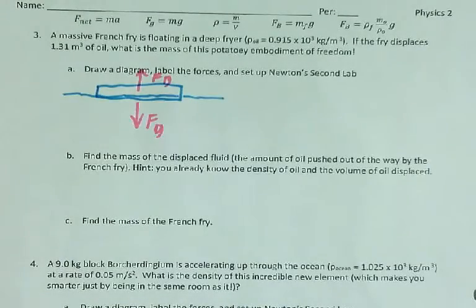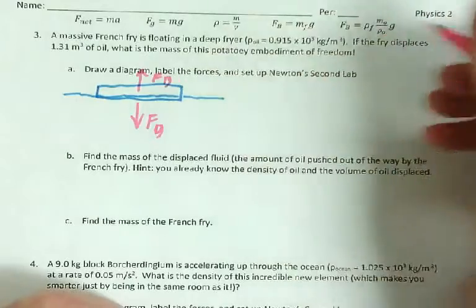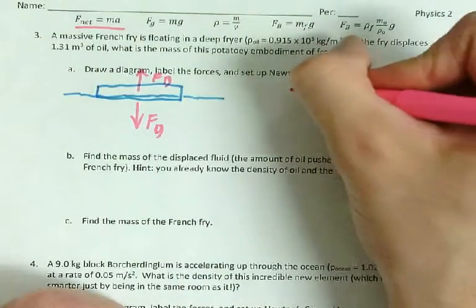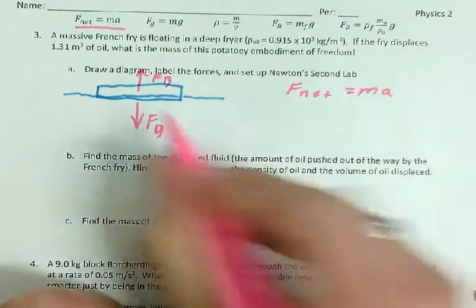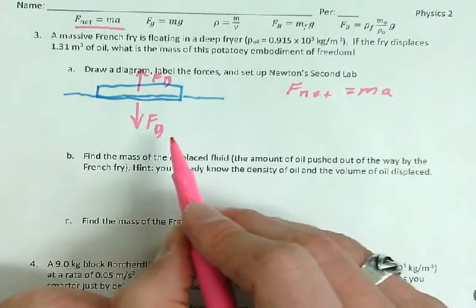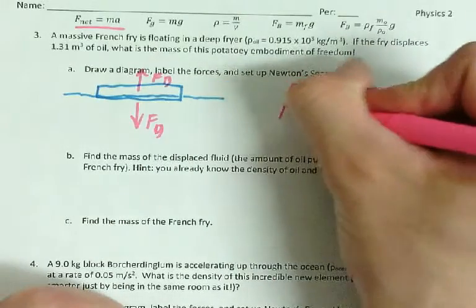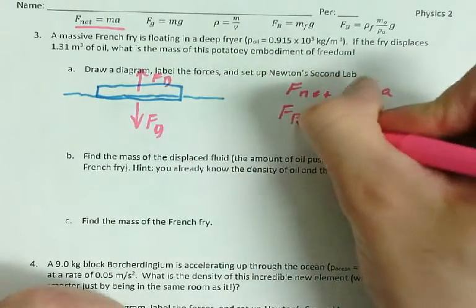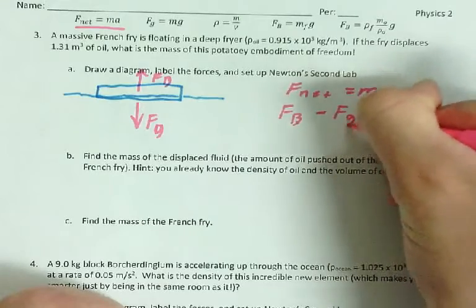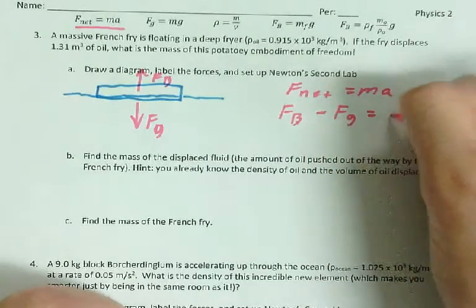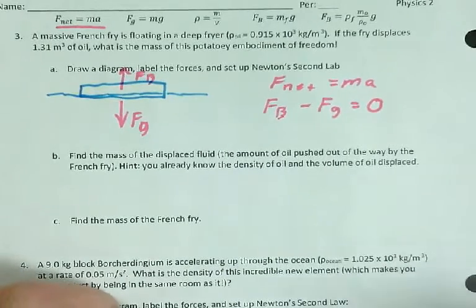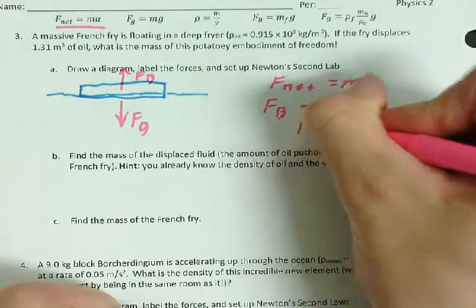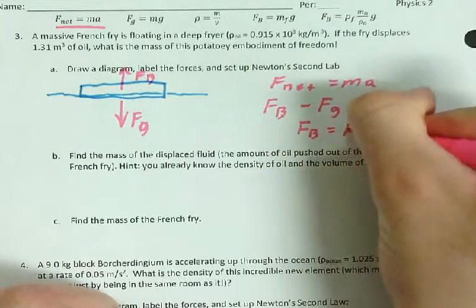So if these two things are equal, that means several things. First of all, F net equals MA. That's always the setup equation you want. This equation, F net, is always up forces added together minus down forces added together. So the up force is only FB. The down force is only FG. It doesn't say there's an acceleration, so MA is 0. So you would add FG to the other side, and you get this: FB equals FG.